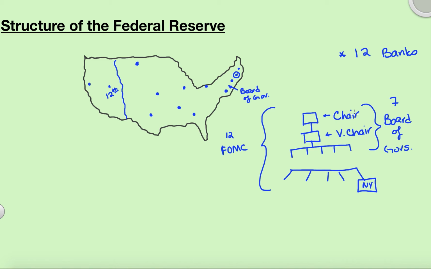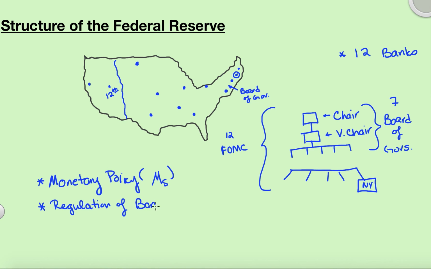Okay, so after this, let's see what the Federal Reserve does. Well, they have quite a few different hats. One, they're in charge of monetary policy. And monetary policy is going to be making sure that there's the right amount of money, so the money supply, in the economy. Okay, they also have the job of regulating all the banks. Regulation of the banking industry.